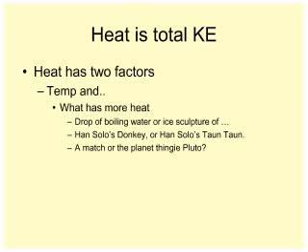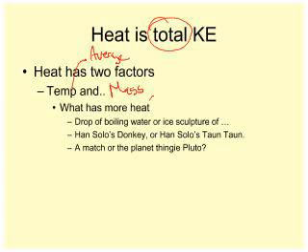Heat is total kinetic energy. Total kinetic energy means that there's at least two factors. Your two factors are temperature, which is your average, and the other thing that impacts it is the mass. So mass and temperature both play a role. So what has more heat? A drop of boiling water or an ice sculpture of me?